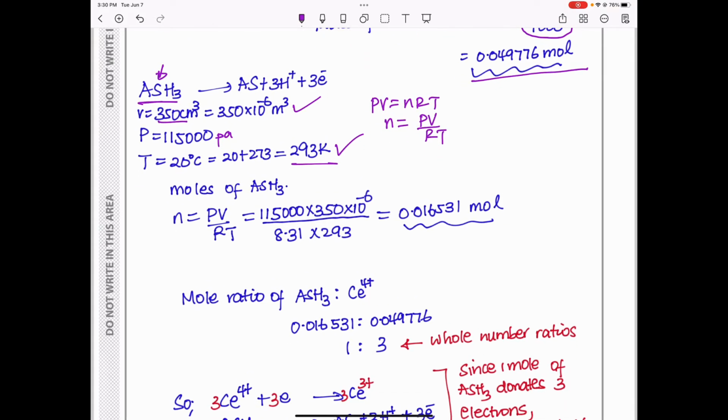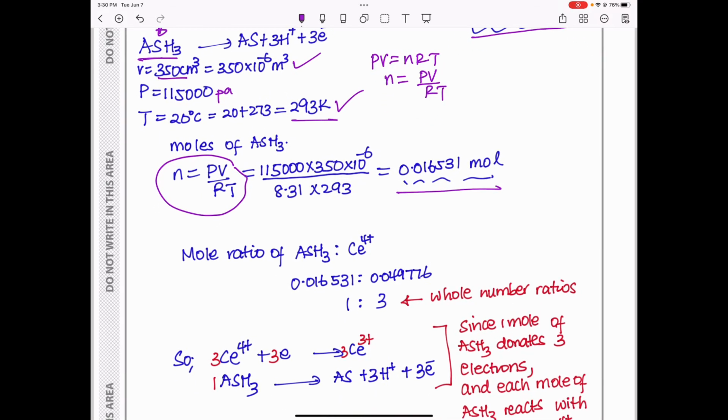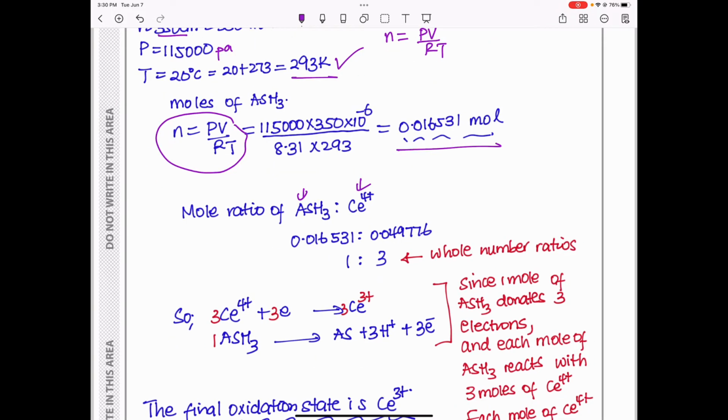Then to find the number of moles, of course, use this. Make it the subject, substitute everything, and we find the number of moles. Now we're going to find the mole ratio. Since we have the number of moles of each, we have the moles of this and the moles of that, just get the mole ratio. In the end, it comes out 1 to 3.